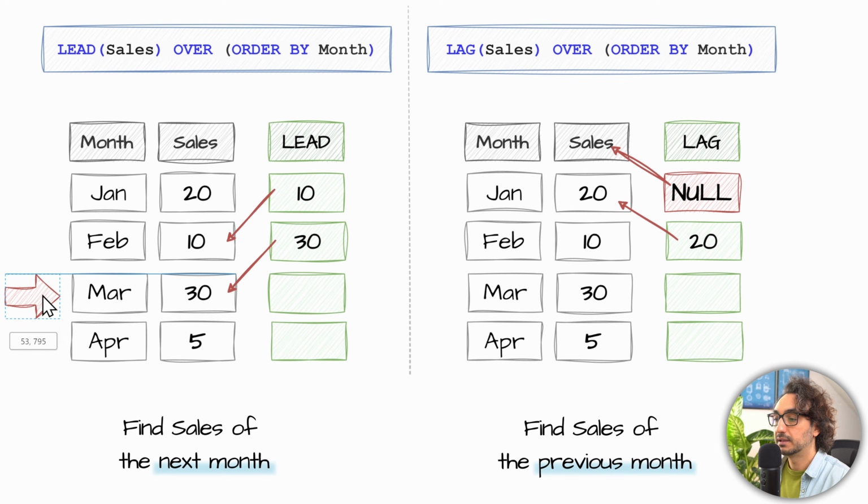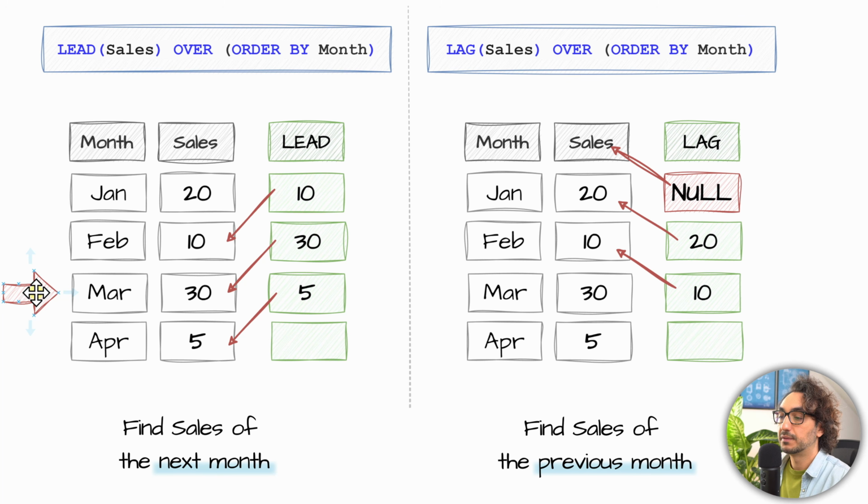So let's keep going. We are currently at March. What is the next month? It's going to be April. So SQL is going to point to it like this, and we will get the sales of the next month, April. For March on the right side, what is the previous month? It is February, right? So it's going to point to February, and we will get the sales of 10.